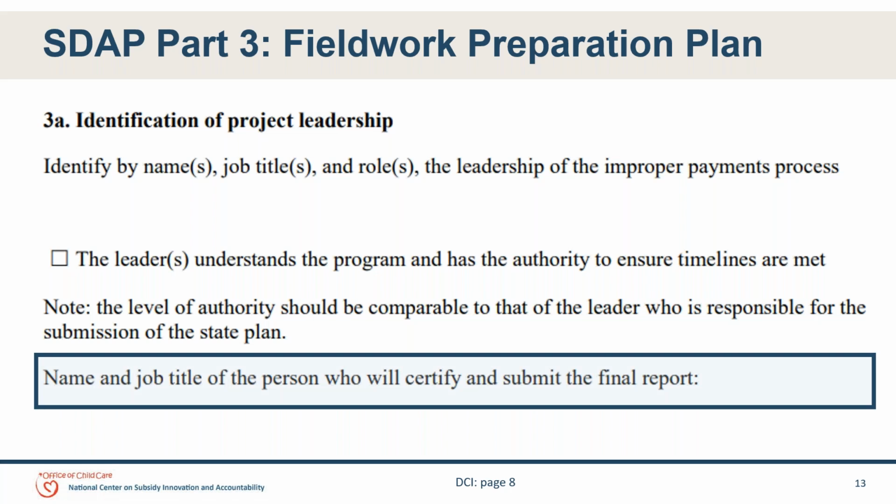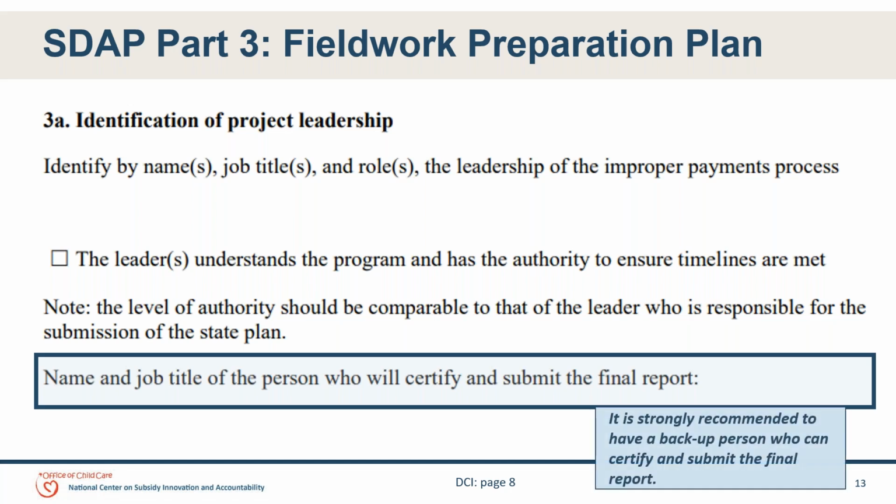Next, give the name and the job title of the person who's going to be certifying and submitting the final report, what we call the 404 report. We strongly recommend having a backup person, so you'd actually be giving 2 names here. Having a backup person that also has the capability to certify and submit is good, just in case the first designee is out of the office, if someone needs to go in to work on the report, or has any issues with the OLDC system. It's always good to have a backup.